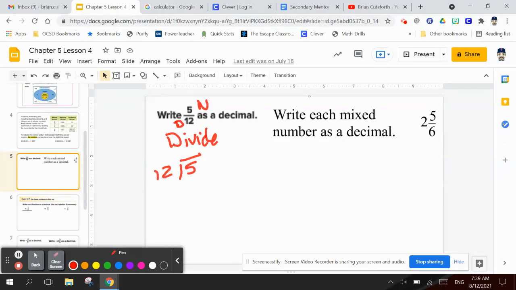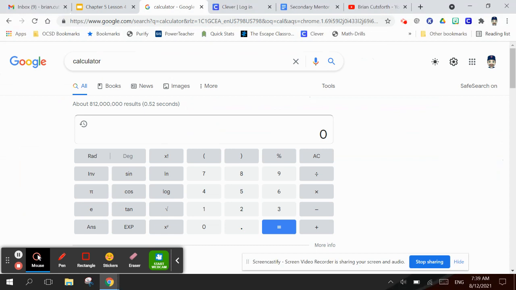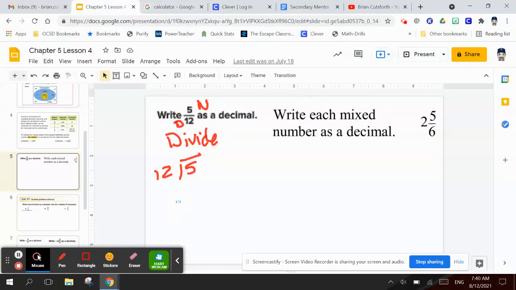So when I go to my calculator, I type that in. I'm going to take 5 divided by 12, which gives me the number 0.416666666. So which numbers are repeating? That's the 6. So when I write my number, I go 0.416. 6 is the number that repeats, so it gets the hat.